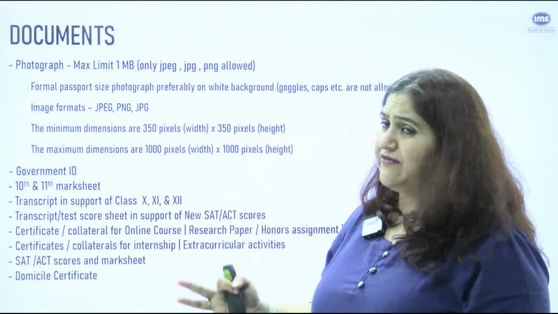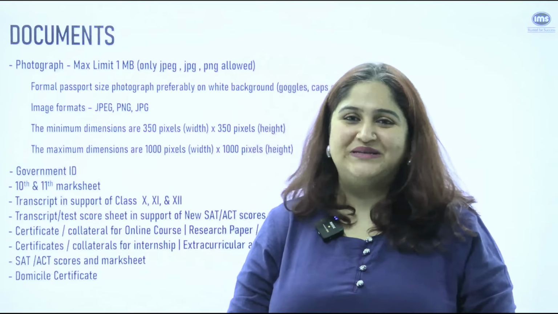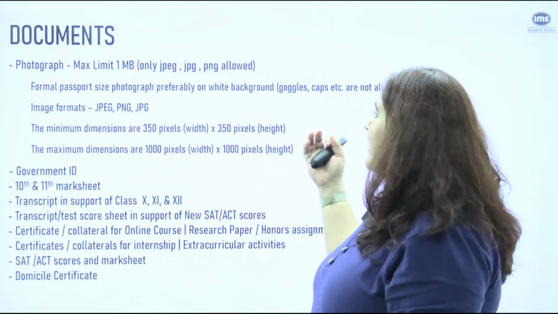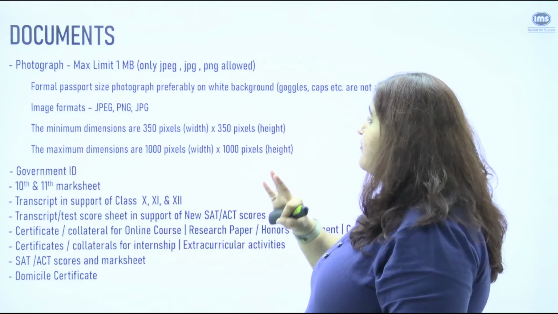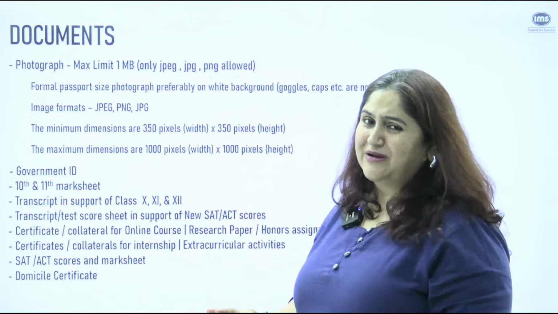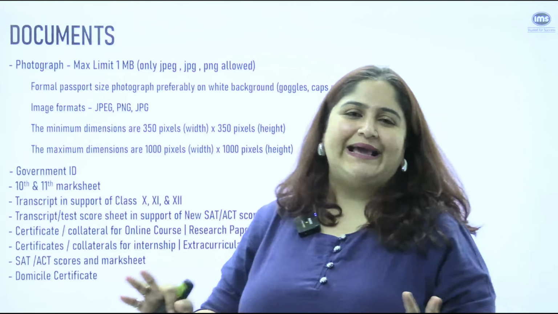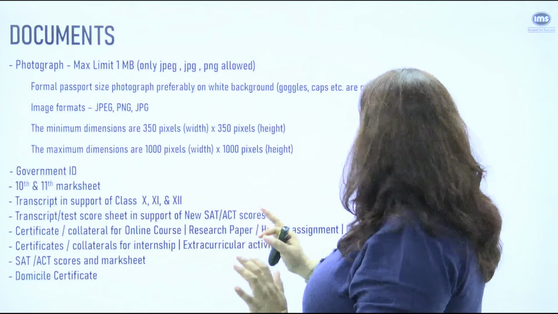Quickly, the documents you will be required for filling the Ashoka application form. Firstly, your photograph. The photograph has to be a proper passport size photograph. Don't upload selfies. It doesn't look professional. The photograph has to be in JPEG, JPG or PNG. As I mentioned, a formal passport size photo, preferably with a white background. No glares, goggles or caps are allowed. Just make sure it's a proper photograph.